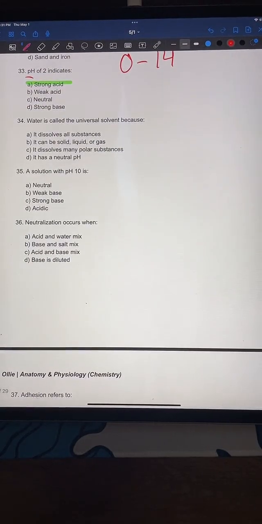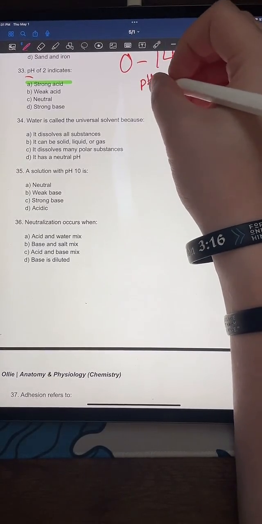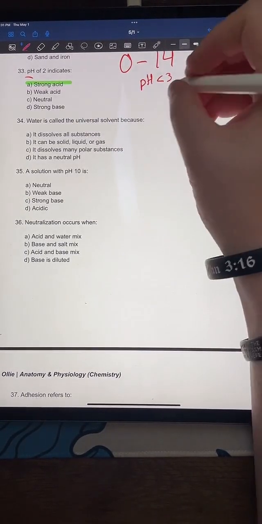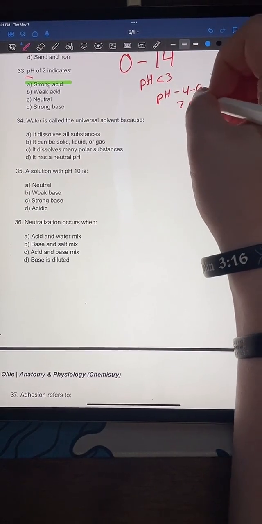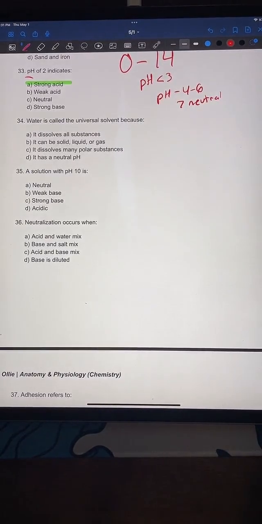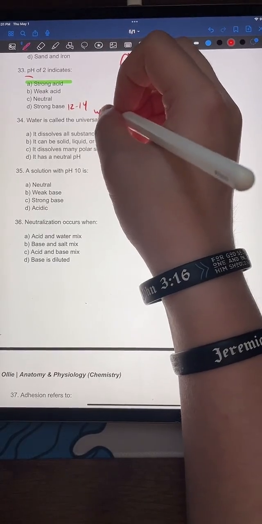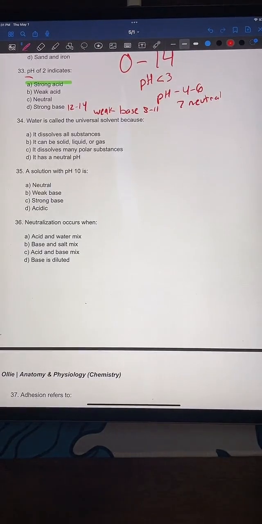Number 34, water is called the universal solvent because... Any pH that is below about 3 is going to be a strong acid. Weak acids are a pH of about 4 to 6. 7 is neutral. A strong base would be about 12 to 14, and a weak base is like 8 to 11.